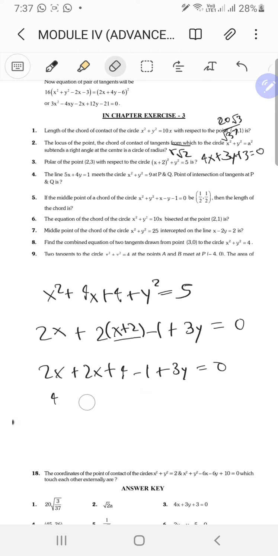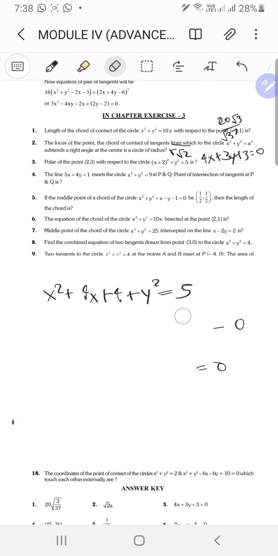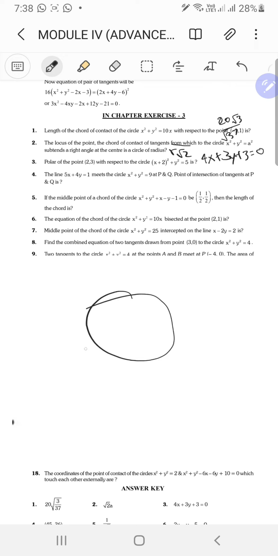Next question. The line 5x plus 4y equal to 1 meets the circle x squared plus y squared equal to 9 at P and Q. Point of intersection of tangents at P and Q is. Okay, this line meets this circle at P and Q. Let's just draw this first of all.